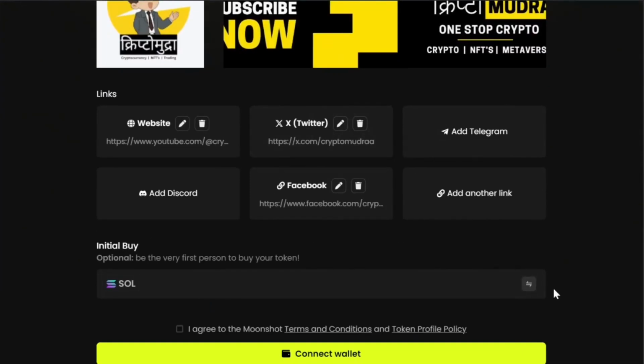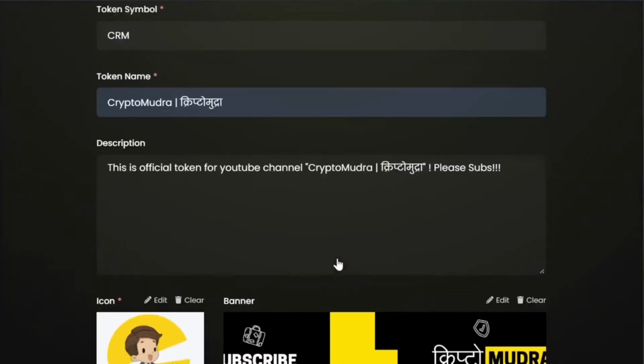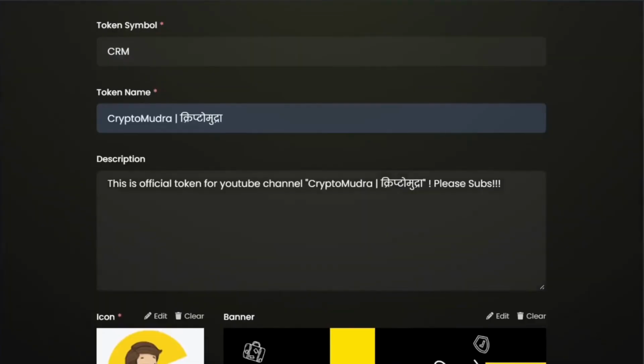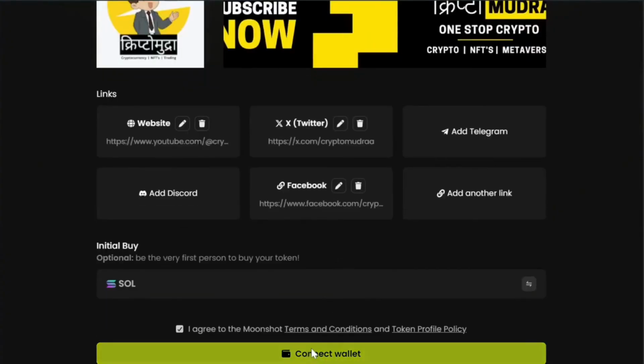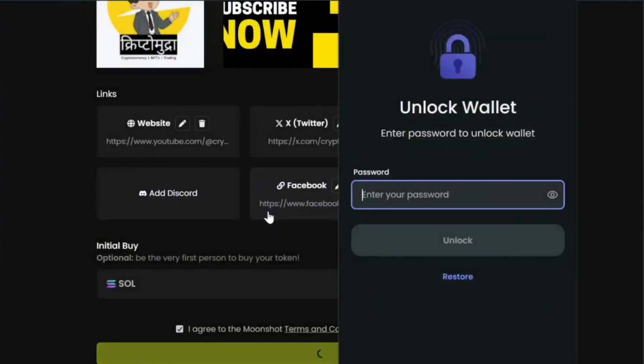Now initial buy to be the first person to buy your token. So yes, we are capable of doing it even while we sleep. Okay? Now let's take a look here. There is no option provided anywhere for us to select our desired quantity. Now let's go ahead and connect the wallet. It's necessary for us to have that amount of money available in our wallet. Is it all right? Yes, indeed it is.